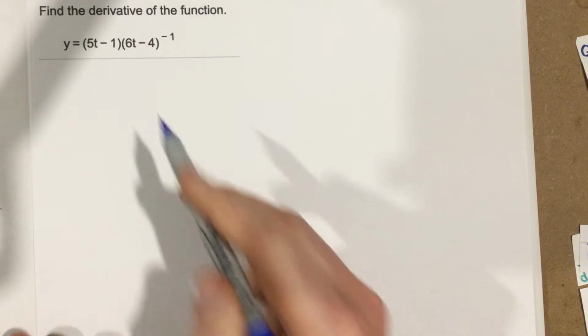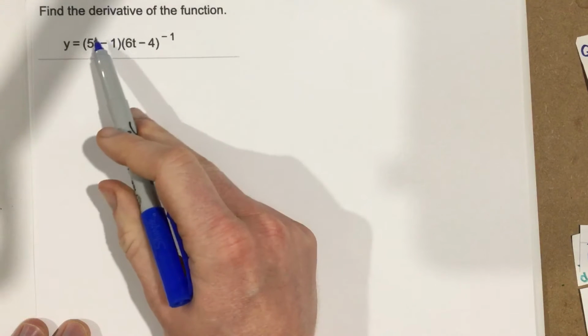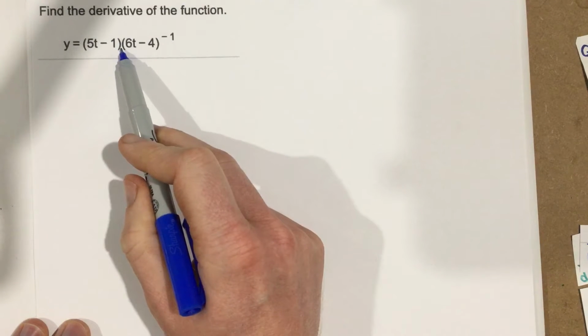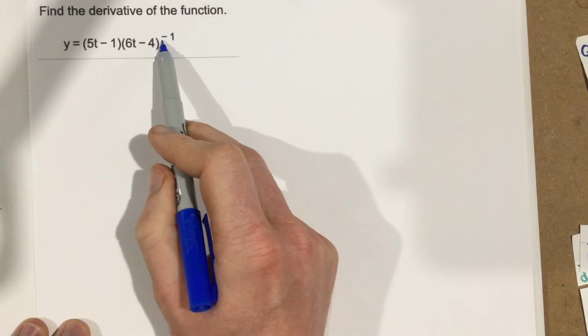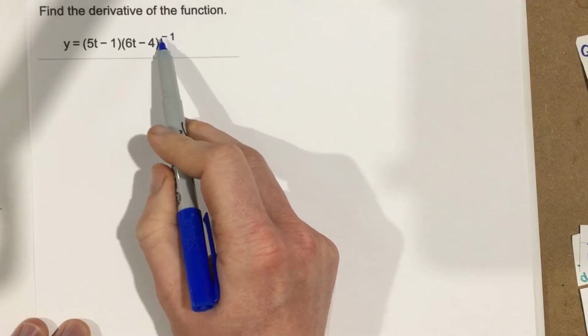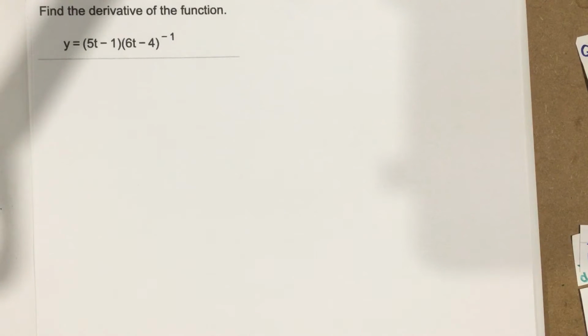Now we have a way to take the derivative of this function using the product rule, but the problem is we have this negative 1 for a power up here. So we'd actually have to use a rule called the chain rule that we haven't talked about yet.